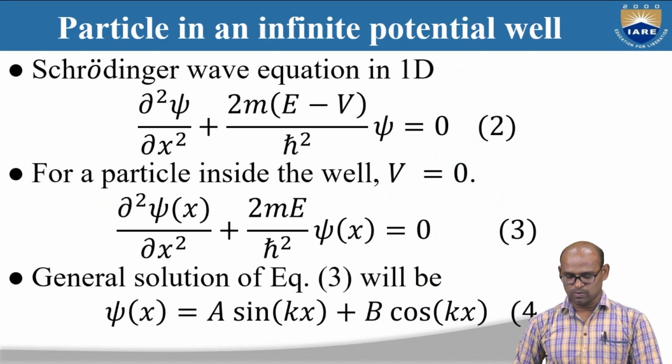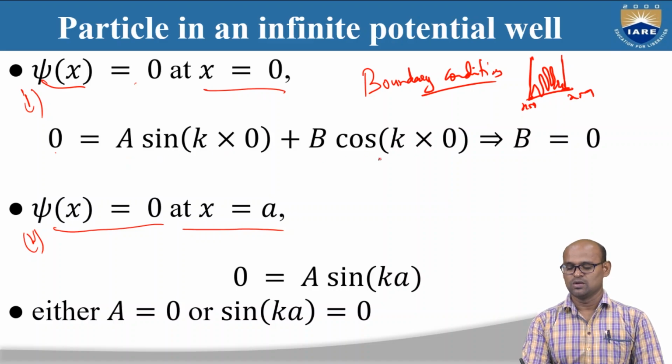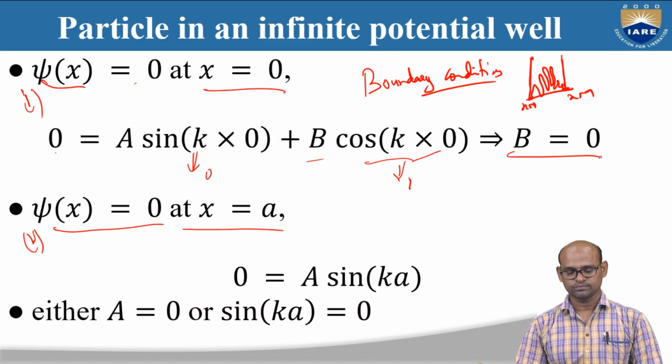Substituting these boundary conditions in equation 4, we find psi of x equals 0 at x equals 0: A sin k·0 plus B cos k·0. Cos 0 is 1 but sin 0 is 0. So we are going to end up with B is equal to 0.